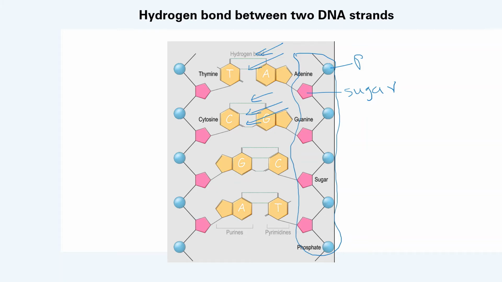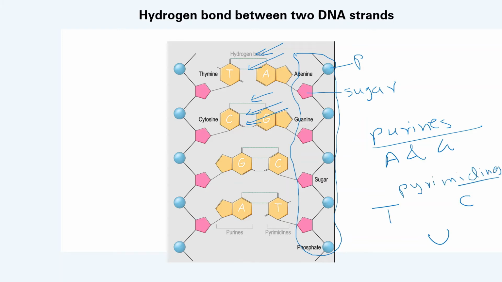So this is just a pictorial view of it. Now, if you noticed, A and G are actually wider. They have two ring structures. These are called purines. So A and G are actually purines. And T and C, and also U in RNA, these are called pyrimidines, and they have only one ring structure. So if you notice, a purine will bind to a pyrimidine. Two purines don't bind to each other, two pyrimidines don't bind to each other. And that allows DNA to keep the width between the two strands the same.